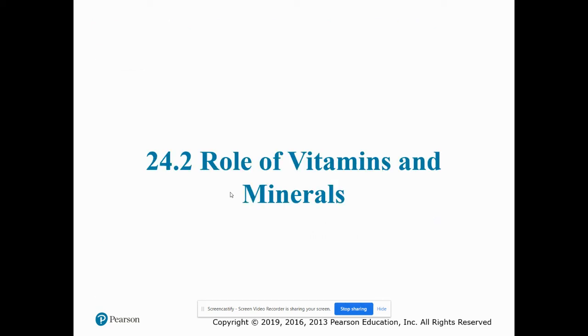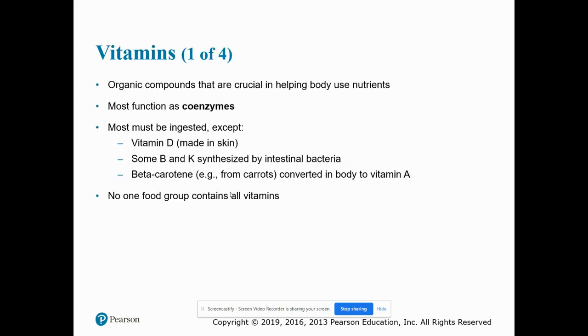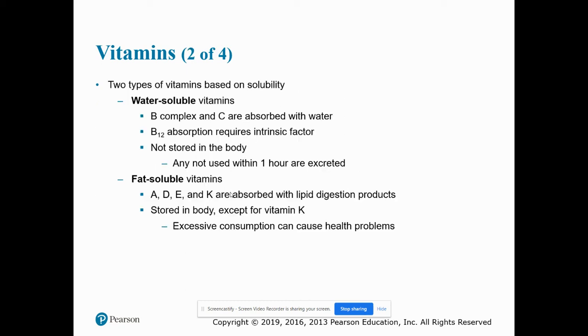Now we're going to go over the role of vitamins and minerals. Vitamins are organic compounds that are crucial in helping the body use nutrients. Most function as coenzymes, and most must be ingested, except vitamin D is made in the skin, and some B and K is synthesized by intestinal bacteria, and beta-carotene is converted in the body to vitamin A. No one food group contains all vitamins.